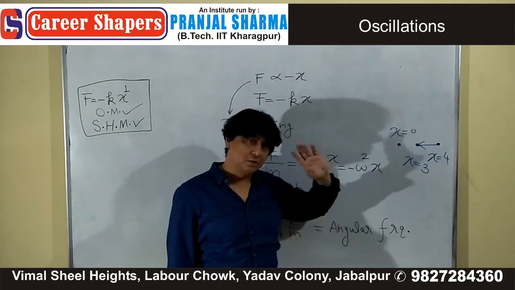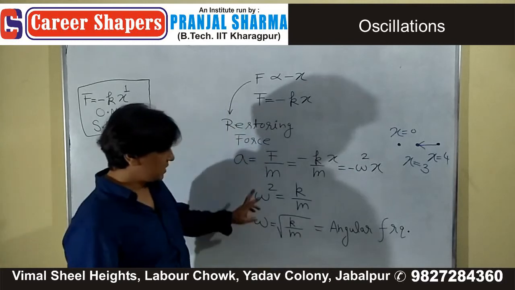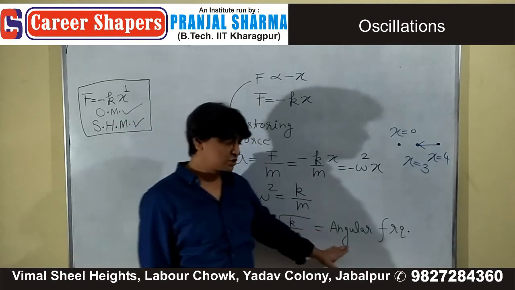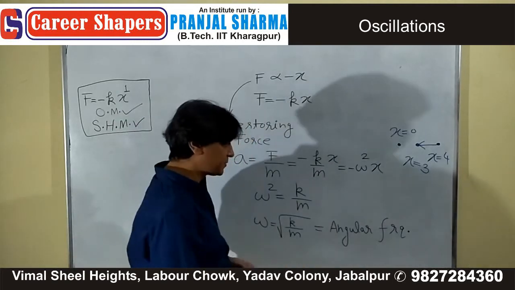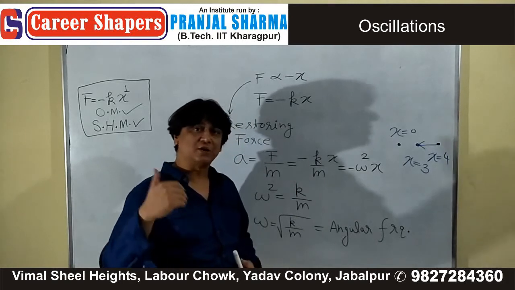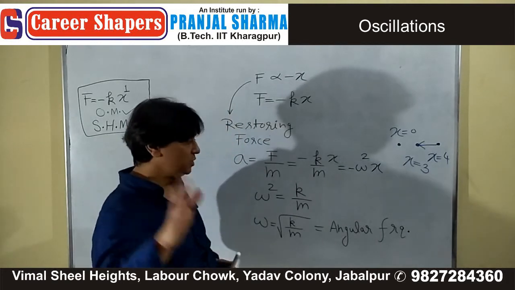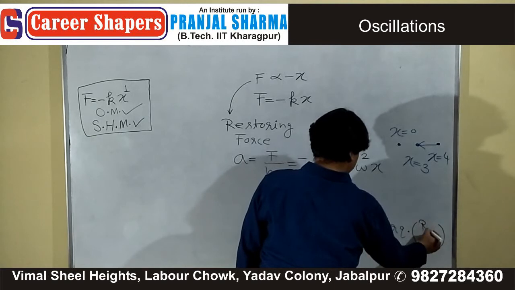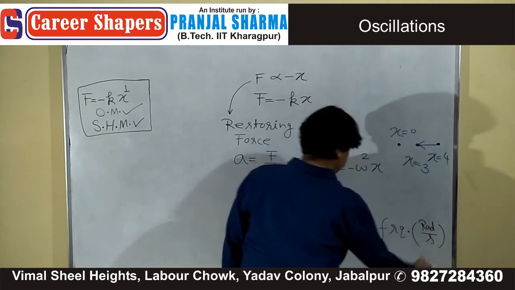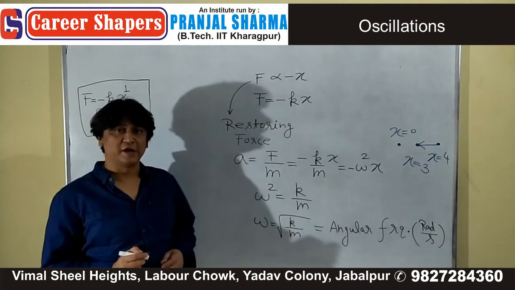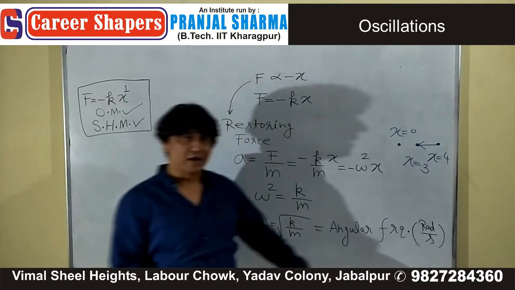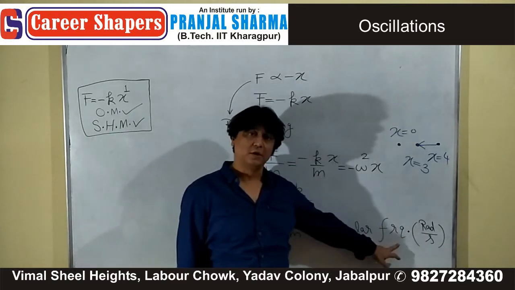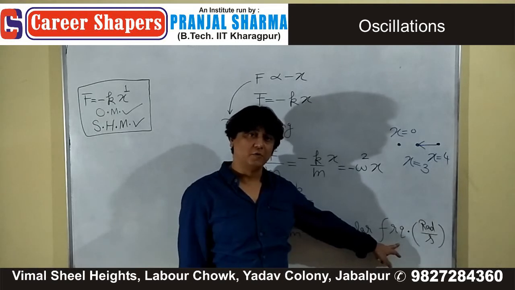Why is it omega square? We'll see that. But if it's omega square, which is k by m, then omega is root over k by m, which is called angular frequency. What is angular frequency? What is natural frequency? What is time period? You will see all those things. This angular frequency, its unit is radians per second, just as the unit of angular velocity. What is angular velocity? Radian per second. This is what angular frequency is. This is also equivalent to angular velocity.